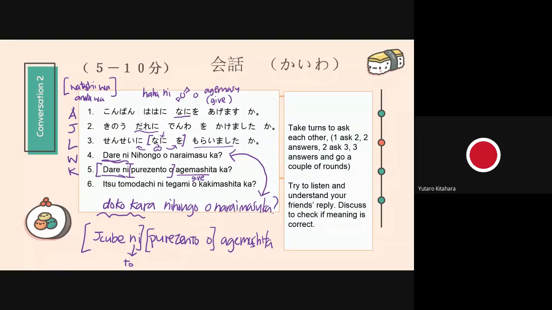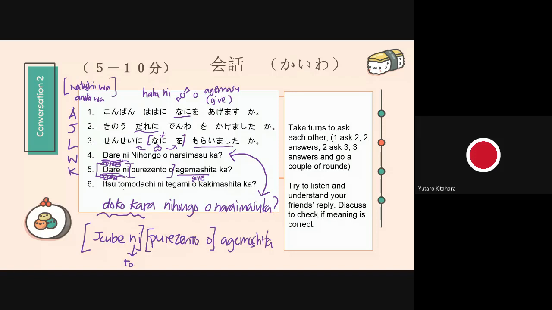Oh, sensei ni, for example. Give to teacher. Give to who? Give to teacher. Dare ni, sensei ni. The particle will follow. Just change the question word only, like dare change to the answer you want. To JQ also can. JQ ni. Okay, last question for everyone.